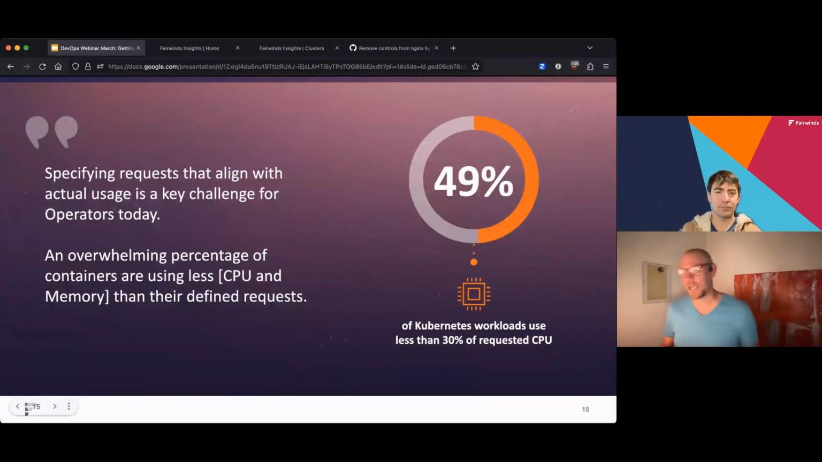Oops, skipped a slide there. 49% of Kubernetes workloads use less than 30% of the requested CPU. So basically half of all of the workloads that we've ever seen use less than 30% of requested CPU. So specifying requests that align with the actual usage is kind of important. And an overwhelming percentage of people are getting this wrong. Okay. We can say that a lot of different ways. You're probably getting this wrong. That's the clearest I can say.